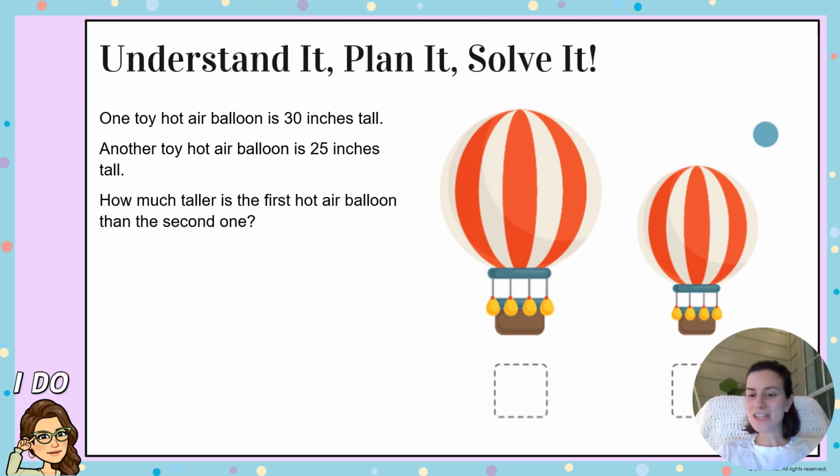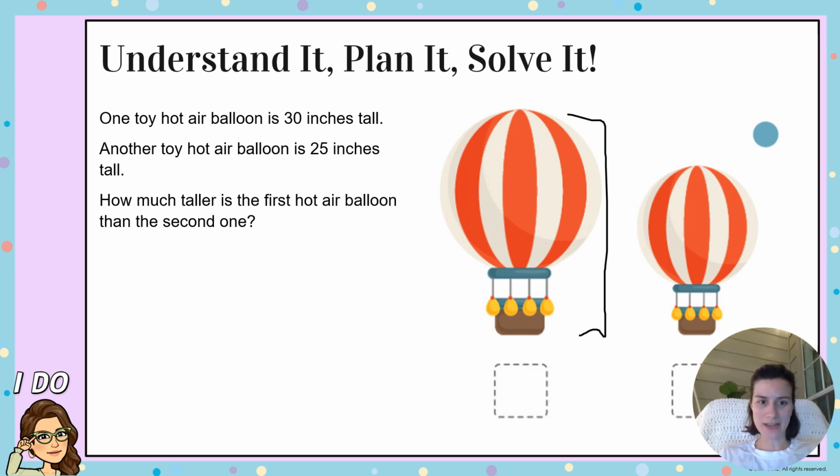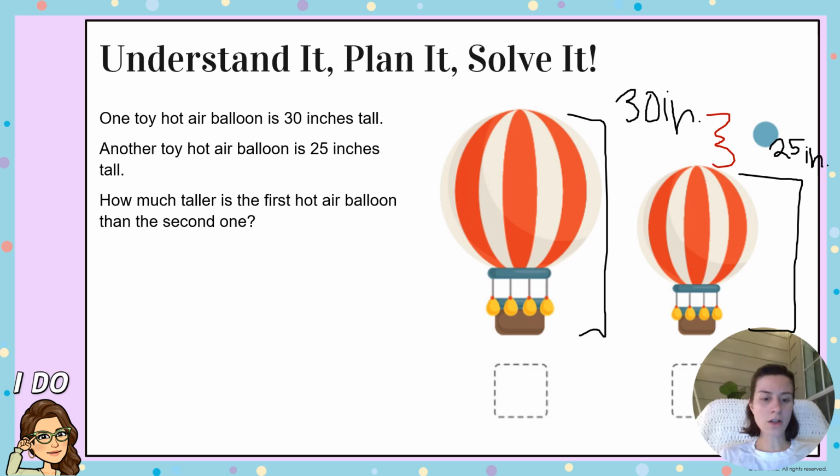Okay, friends, my annotations are gone, but I'm going to quickly redraw them on this slide because we're continuing. My first toy hot air balloon is 30 inches tall. My second one is 25 inches tall. And I'm trying to find the difference between the two. All of this space in between these two balloons, that's what I'm measuring.